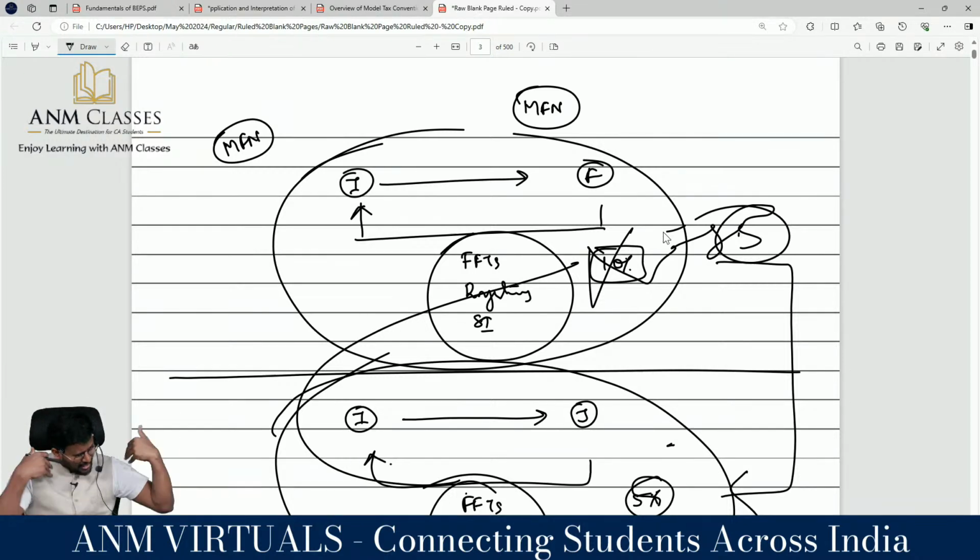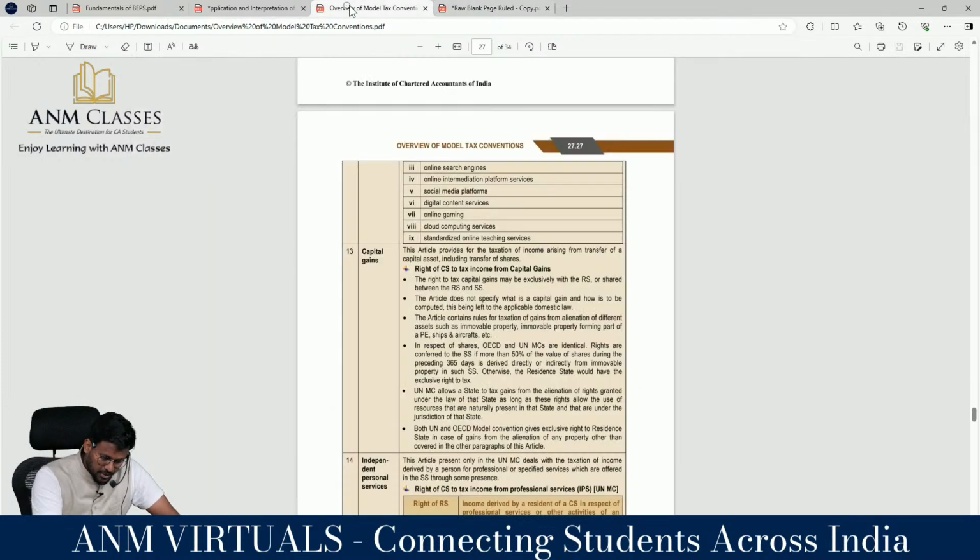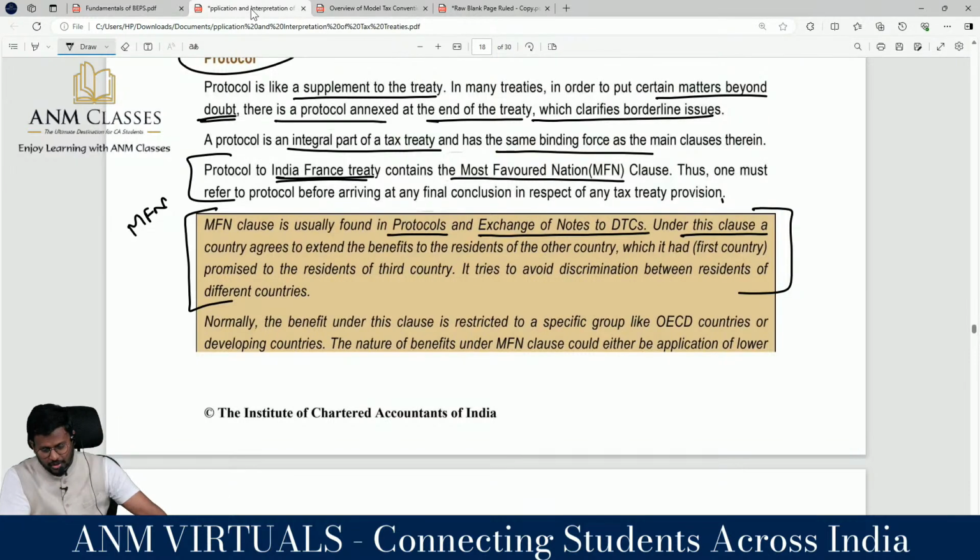That means after entering into a DTA, if India enters into a DTA with any other third country and a more beneficial rate has been given there, that beneficial rate will be applicable for the first DTA. This is the most favored nation clause. Now I am reading what the most favored nation is. You try to understand. MFN clause is usually found in a protocol and exchange of notes to DTC. Under this clause, a country agrees to extend the benefit to the residents of the other country.